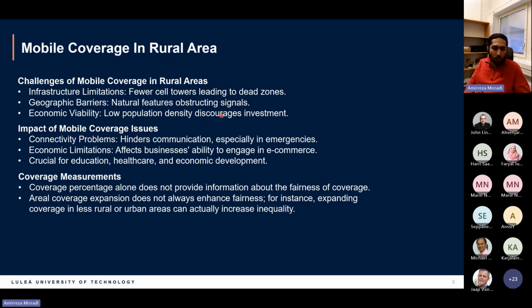But this number usually does not provide any information about the distribution of coverage. We cannot have any idea how this coverage is distributed in a country, like what the coverage is in rural areas, how the coverage is in urban areas. And the other thing is expanding coverage is really good, but it usually does not happen in rural areas, it usually happens in urban areas, which leads to increasing this inequality.